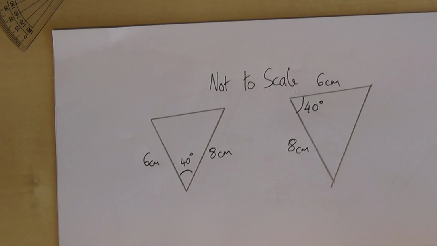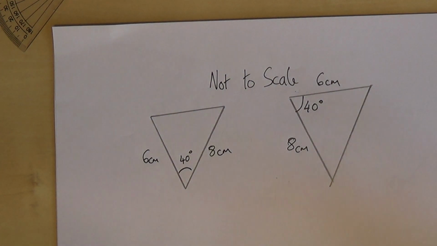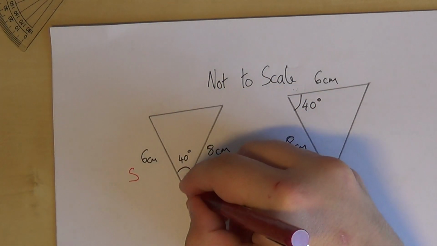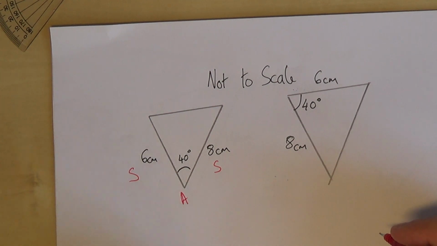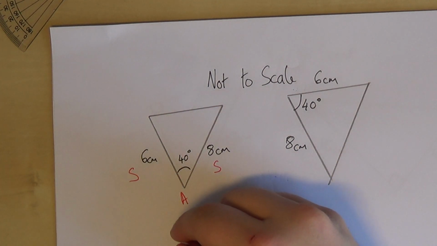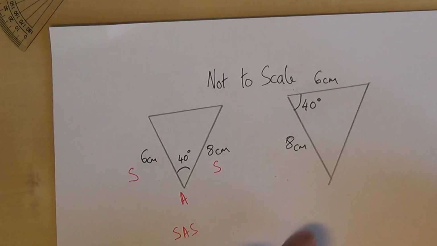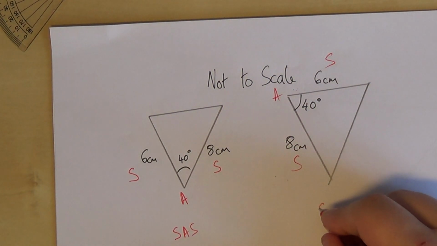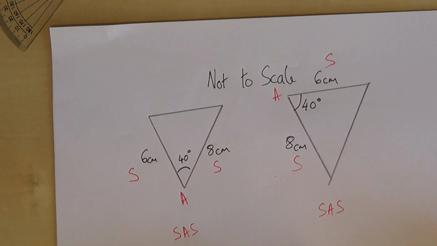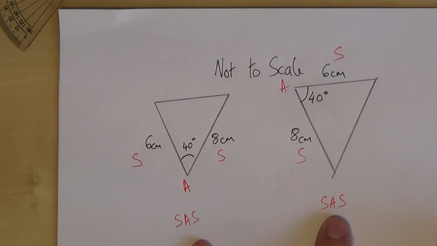Here are 2 triangles drawn not to scale. Are they the same triangle or not? How can we tell? Well, first of all, we see what information we've got. We've got a side here, we've got an angle here, we've got a side here. And that angle is in between the 2 sides. So this is SAS. We have a side here, an angle here, and a side here. So that is also SAS. So we have the right type of information to show that these are the same.